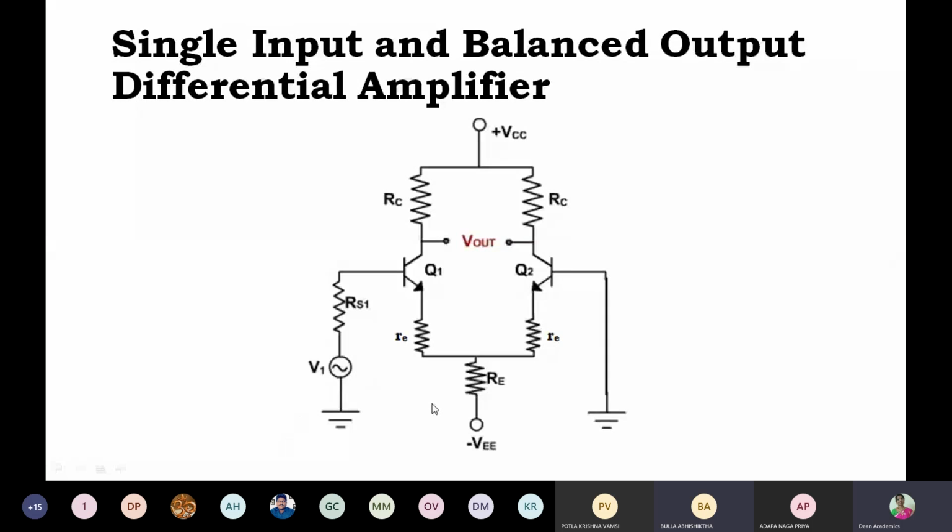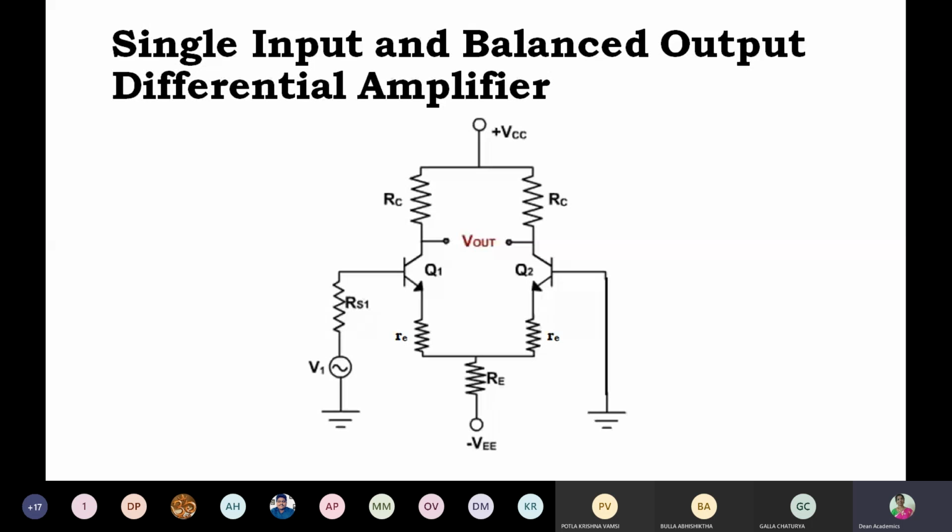Right. Let me start today's class. Where have we stopped in the previous class? Have we discussed single input balanced output differential amplifier? No, ma'am. Okay, today we have to start this freshly.